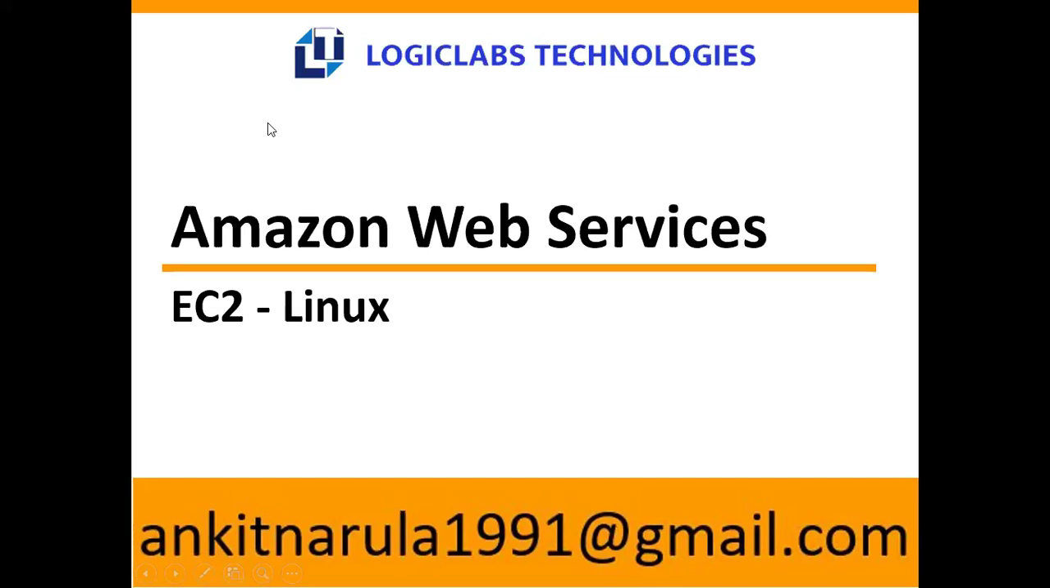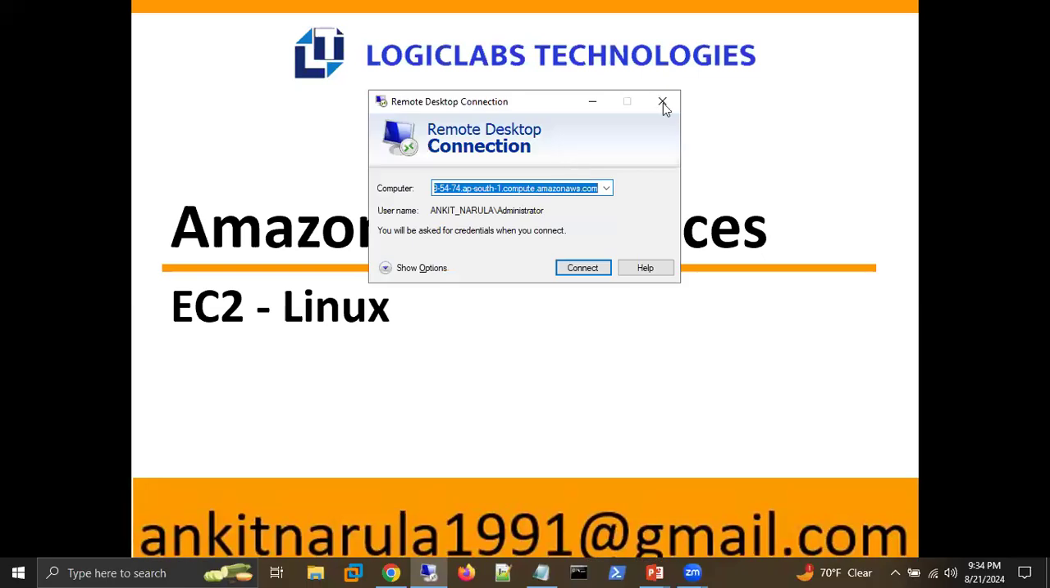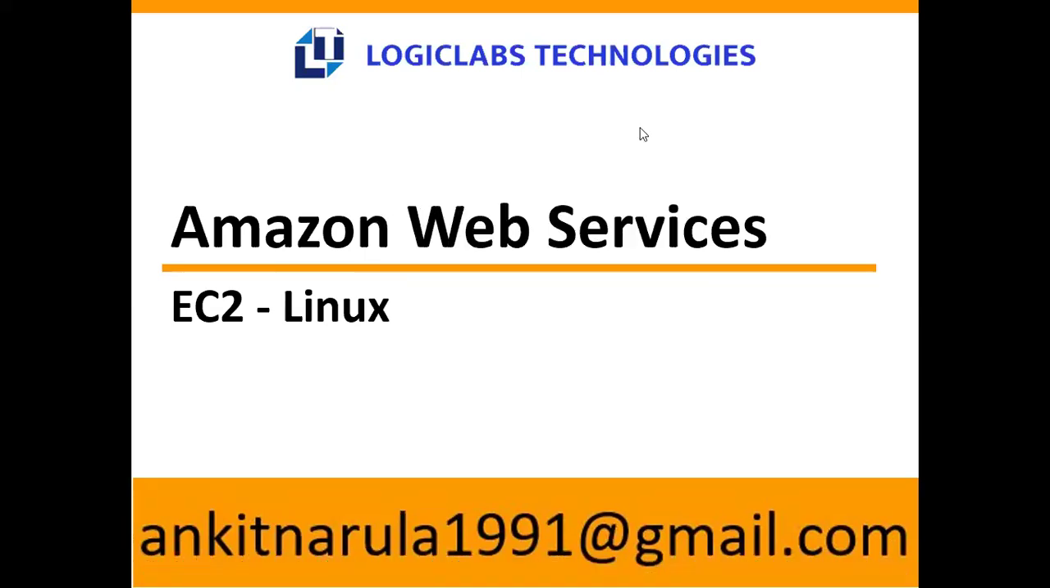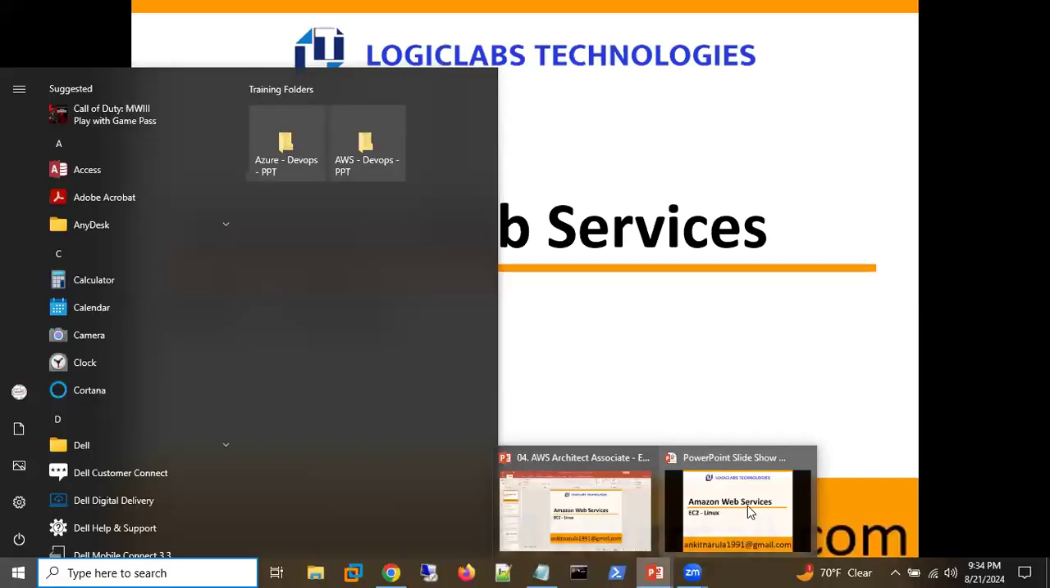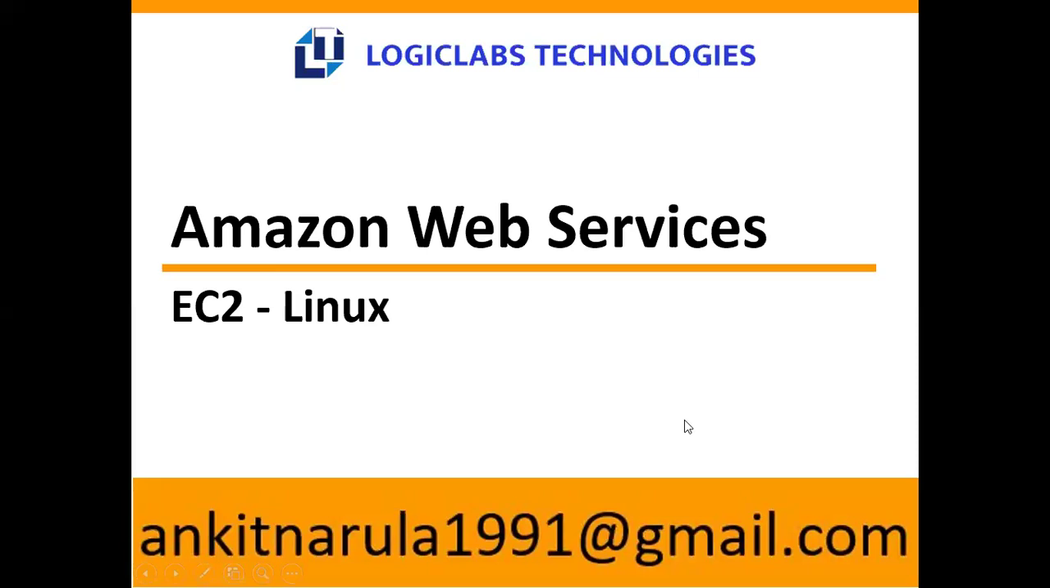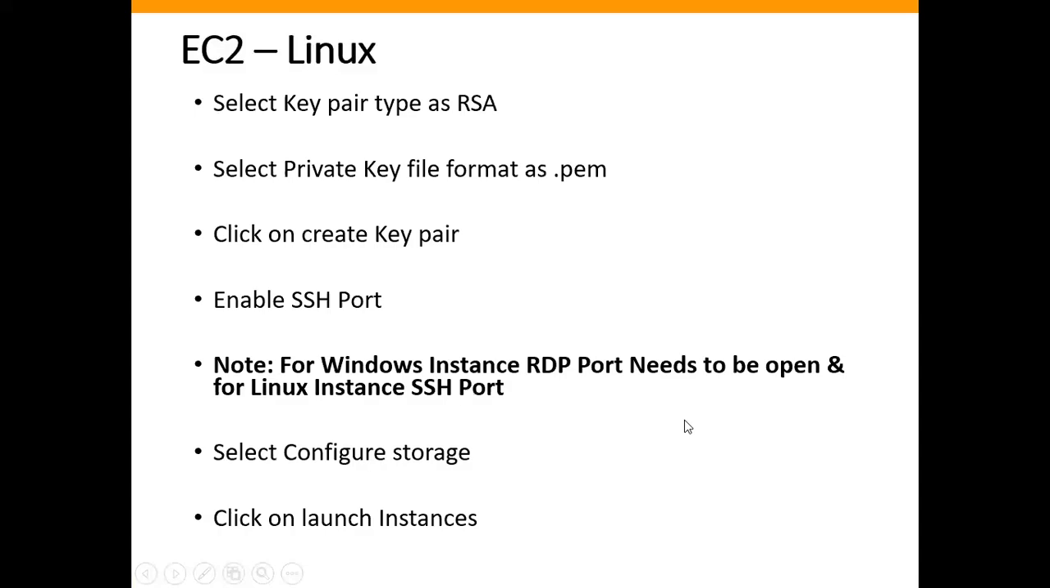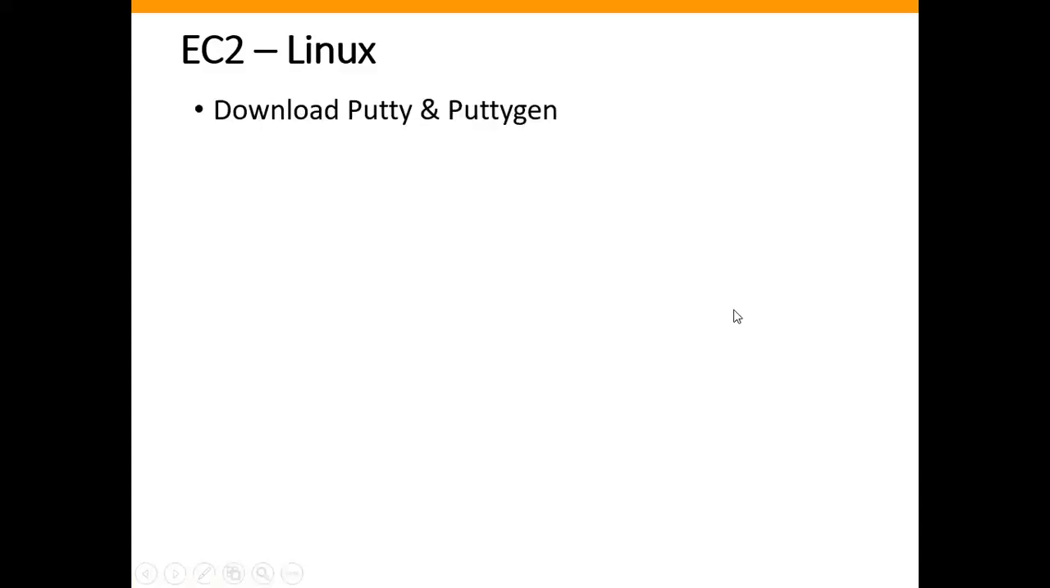To connect to our Linux EC2 machine, we need some tool. Like in the previous session for the Windows machine, we used Remote Desktop Connection. In the same way, to connect to our Linux machine, we need some tool. Which tool can we use? There are a lot of tools in the market to connect to Linux machines. Those tools are called terminals. The number one tool in the market right now is called Putty.